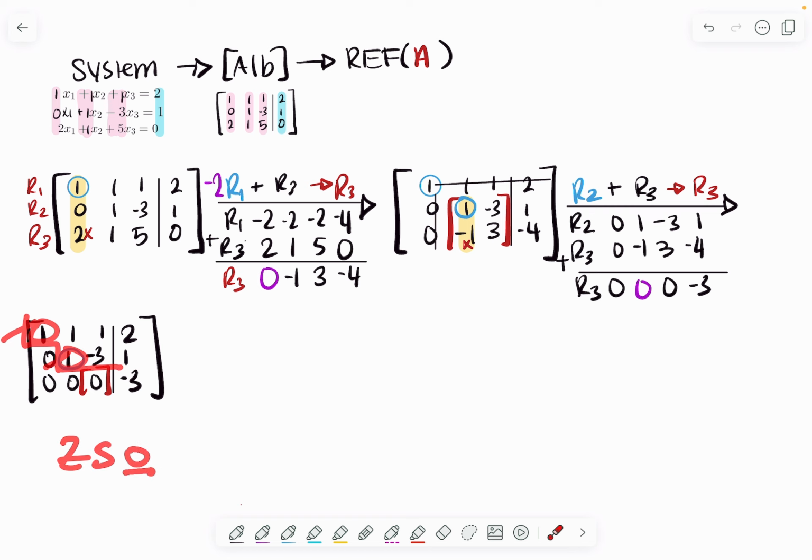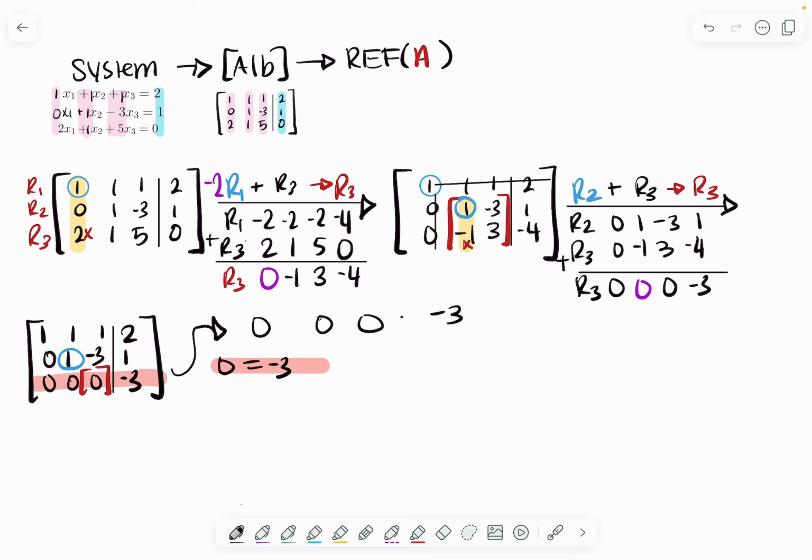Are all entries below the leading entry 0? These are the leading entries. Are the entries below 0? Yes, yes, yes. So it passes, so it is in row echelon form, and therefore we see that 0 is equal to -3. So if we rewrite this back into a system, we would get 0, 0 equals -3, and then these would be attached to variables x1, x2, and x3, and that's just essentially 0. So that's why I just go automatically to that. And I know that that's not true.